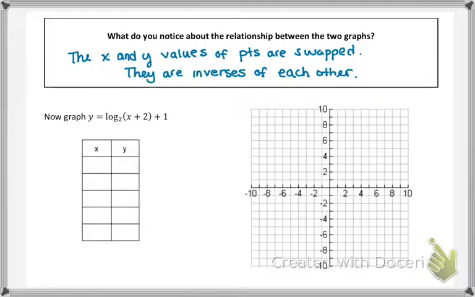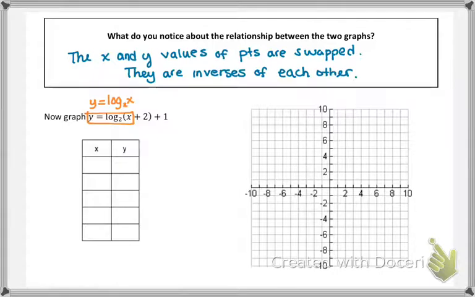So now if we want to graph this graph, it looks complicated. Y equals log base 2 of (x plus 2) in parentheses, and then plus 1. Let's start by identifying the parent function. The parent function is simply y equals log base 2 of x. This is the parent function. And everything else is transformations.